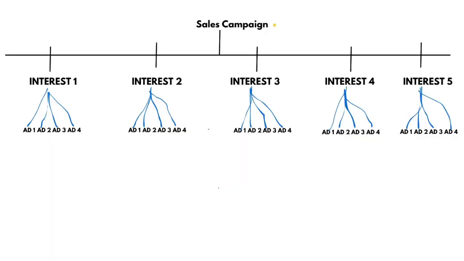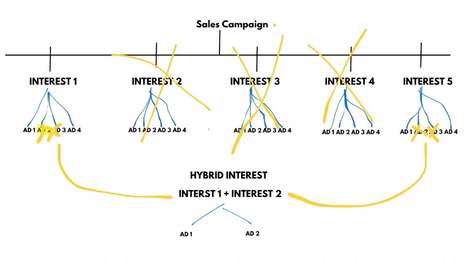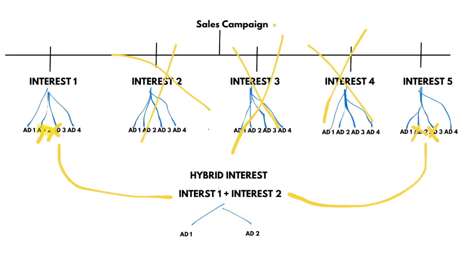You started running ads, it has been 6 or 7 days. You get some data in your ads manager. You can see interest 1 is working, interest 2 is not working, interest 3 is not working, interest 4 is not working, but interest 5 is working. So we have two interests that are working for our business, right? And in interest 1, ad 1 is working and ad 4 is working. Similarly in interest 5, also ad 1 is working and ad 4 is working. We have a clear image in front of us of which interest is working, and which ad is working.